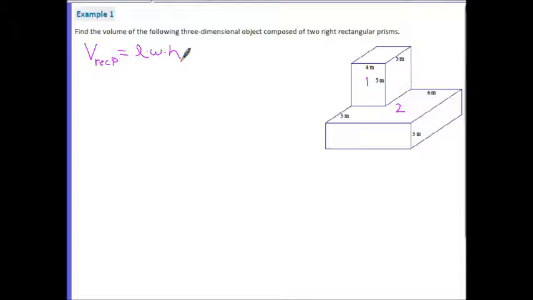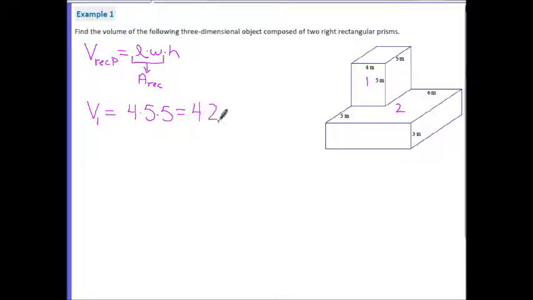I want you to notice this still fits the idea that we just talked about on the previous slide, because this represents the formula for the area of a rectangle, and that is the base figure of both of these rectangular prisms. So if we want to find the volume of each, let's find the volume of 1 first. For the volume of 1, we have a length of 4, a width of 5, and a height of 5.